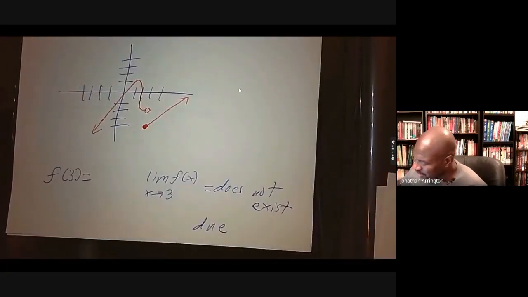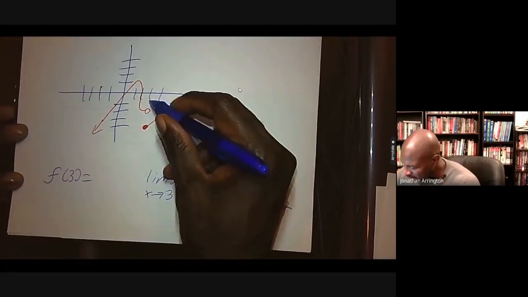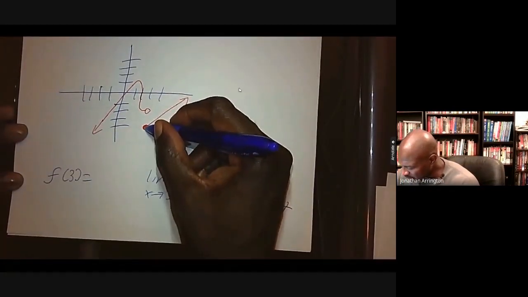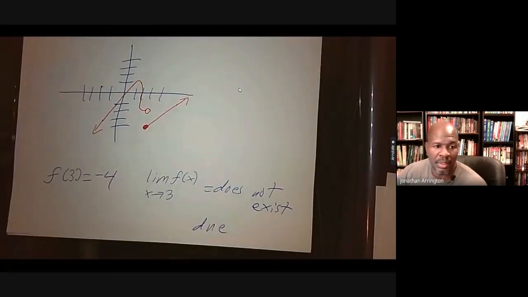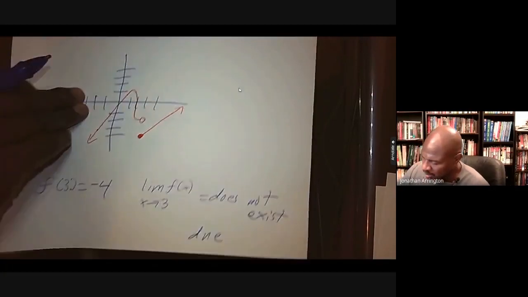All right, so the limit doesn't exist, but that has no bearing on f of 3. And we can easily find f of 3. For f of 3, I'm looking for the closed circle. It's located at -4. So f of 3 is -4. Let's look at another example.